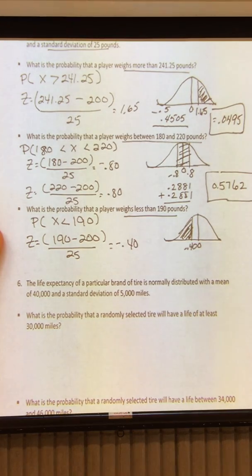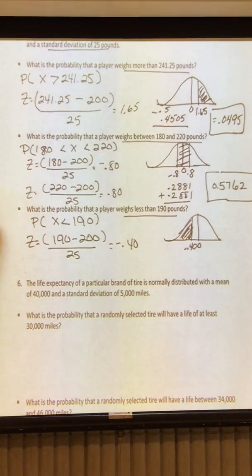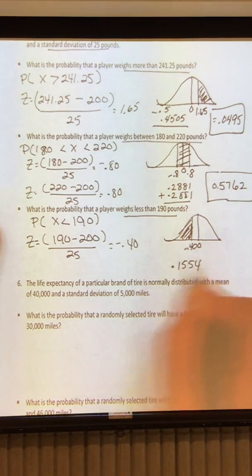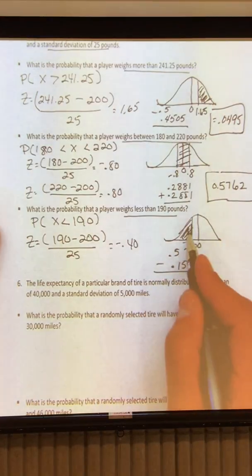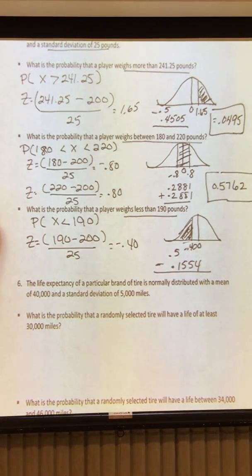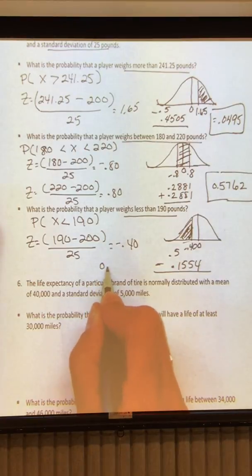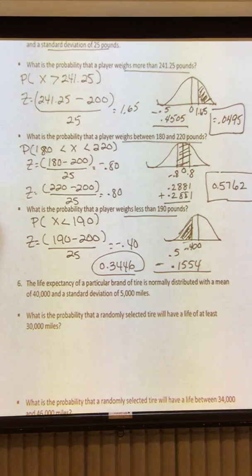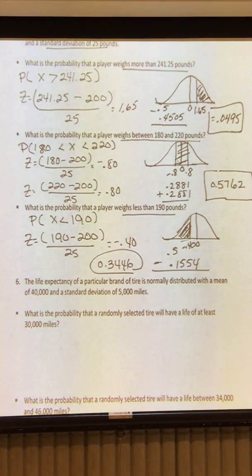Looking at the area, so let's look at 0.40, which is 0.1554. So you're going to take 0.1554 and subtract that from 0.5. Again, because it's a tail, it's a left tail, and that was a right tail, so it's the same procedure. Subtract it from 0.5, and the area is 0.3446, which is the probability that the player weighs less than 190 pounds.